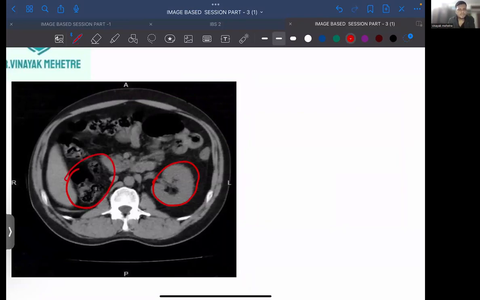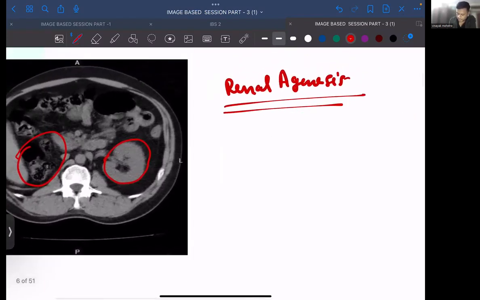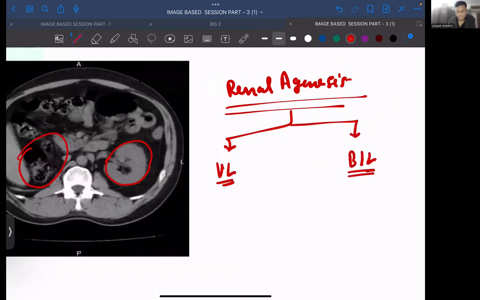Yes, there is no right kidney. That means what do we call this? Renal agenesis. This is called renal agenesis. Now tell me, there are two types of renal agenesis: unilateral and bilateral.